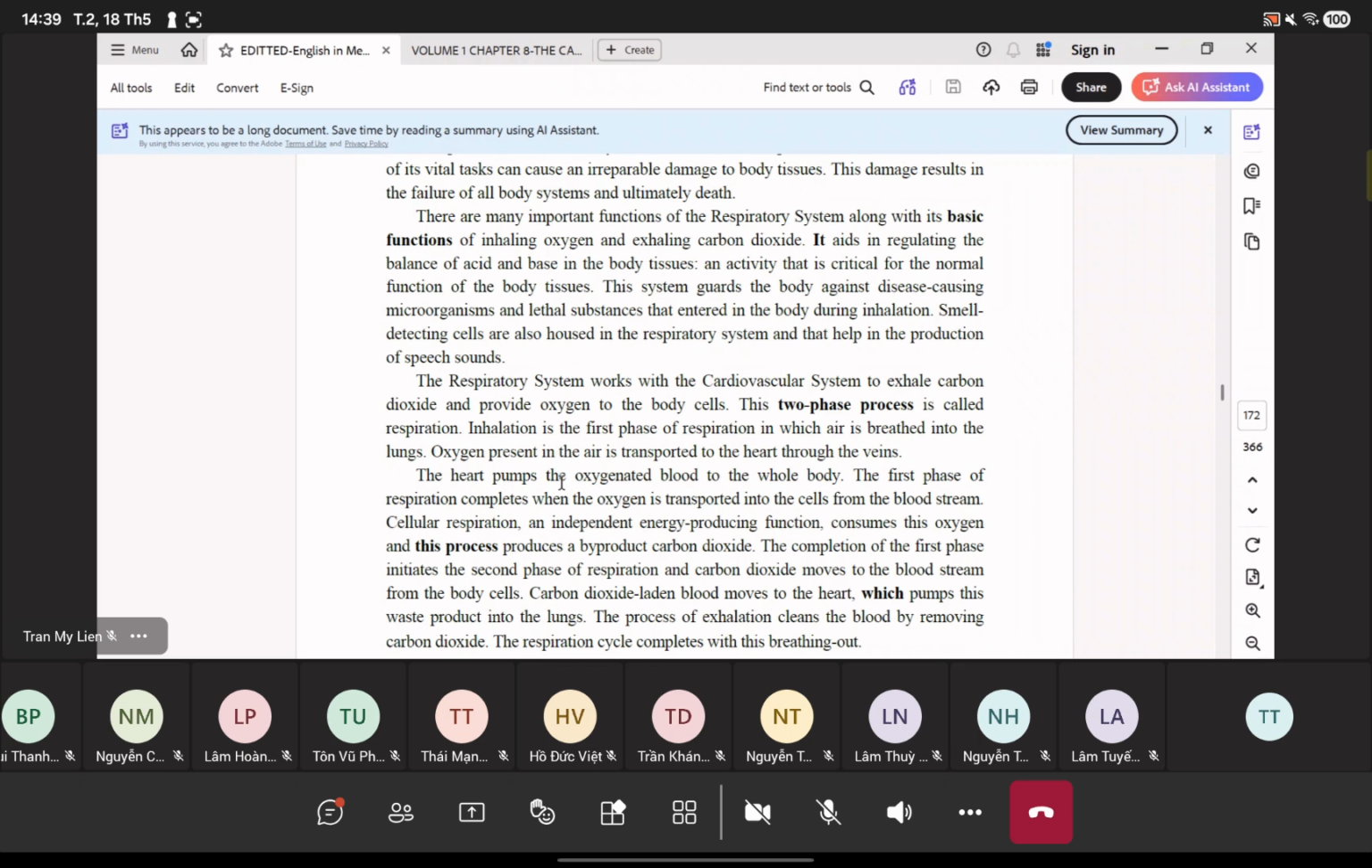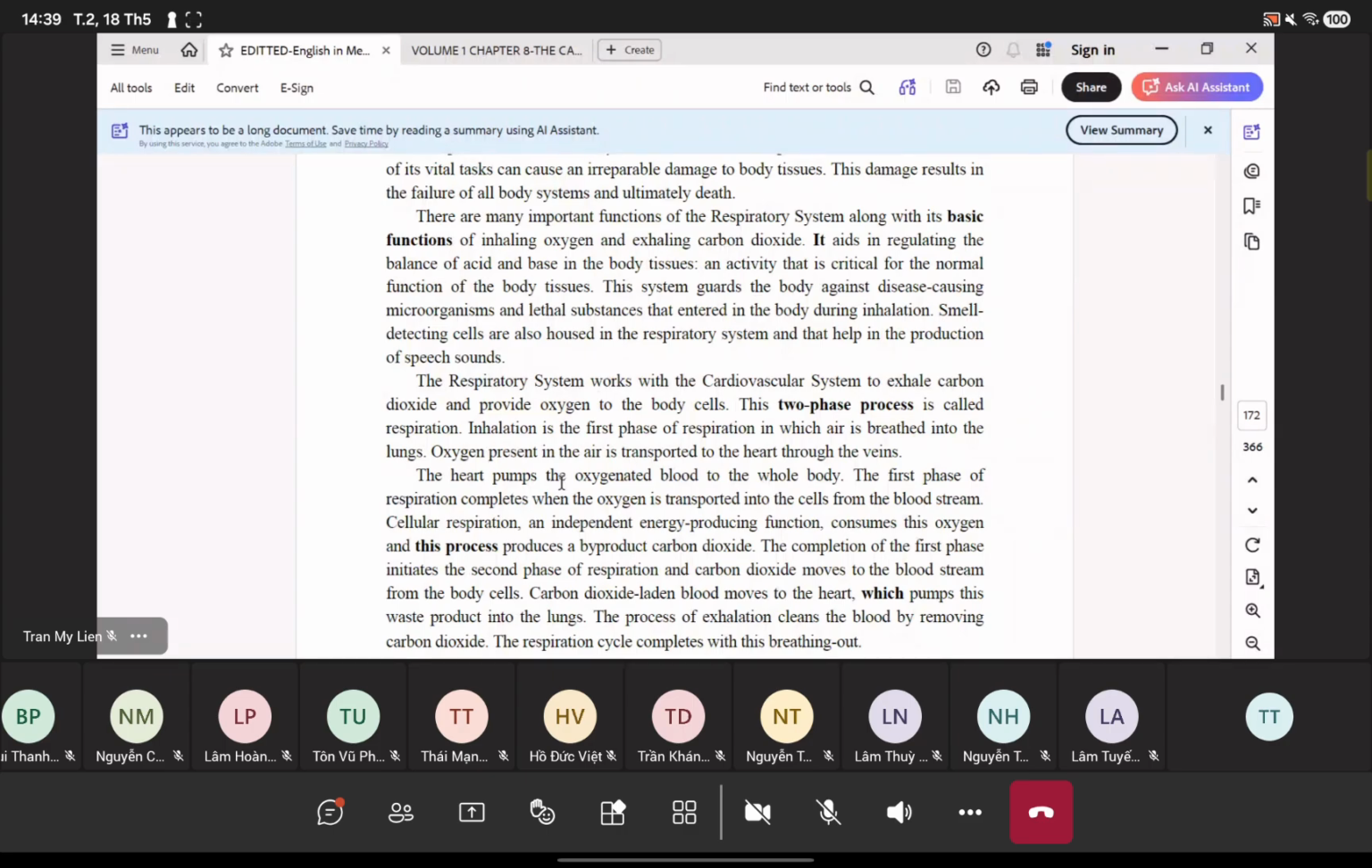This system guards the body against disease-causing microorganisms and lethal substances that entered in the body during inhalation. Smell-detecting cells are also housed in the respiratory system and help in the production of speech sounds. The respiratory system works with the cardiovascular system to exhale carbon dioxide and provide oxygen to the body cells. This two-phase process is called respiration.